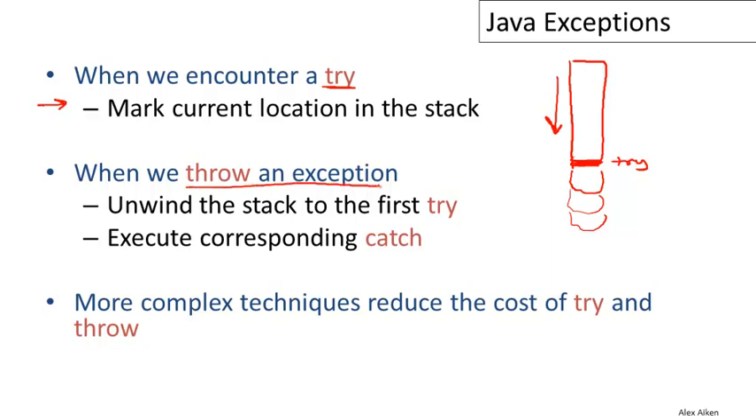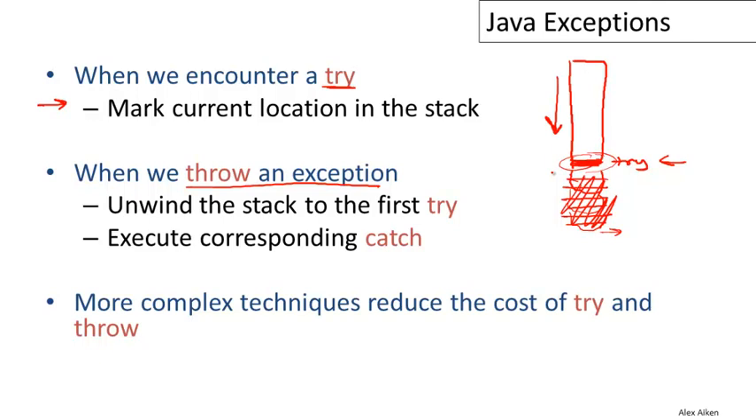Now, when we throw an exception, if down here all of a sudden the throw occurs at this point in the execution, what's going to happen is we're going to unwind the stack. We're going to pop all of this stuff off the stack, all the way back to the first try, and then we'll execute the corresponding catch. Here we have marked the place in the code where there was a try, and we can use that to find the piece of the code that has the corresponding catch block. We'll unwind the stack to that point and then begin evaluation at the catch.